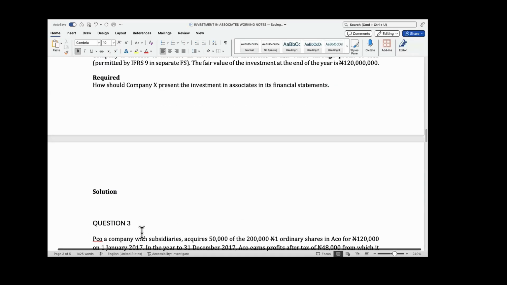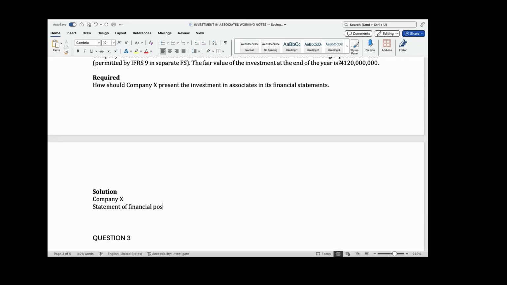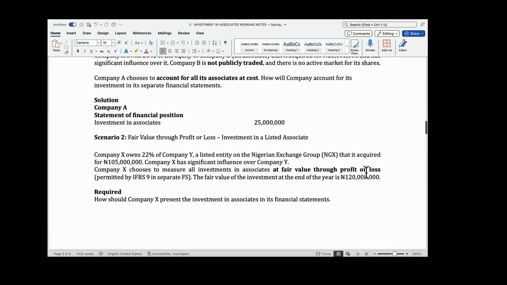So the solution here, this company, company X, in his own separate statement of financial position, you have investment in associates. At the end of the year, you will recognize at fair value the 120 million. This value, this 120 million here, that is what you will recognize in his books.